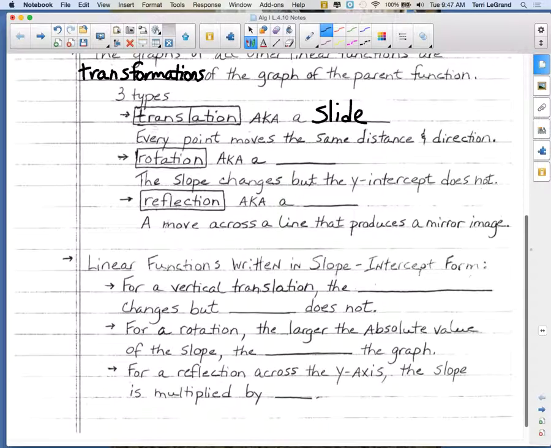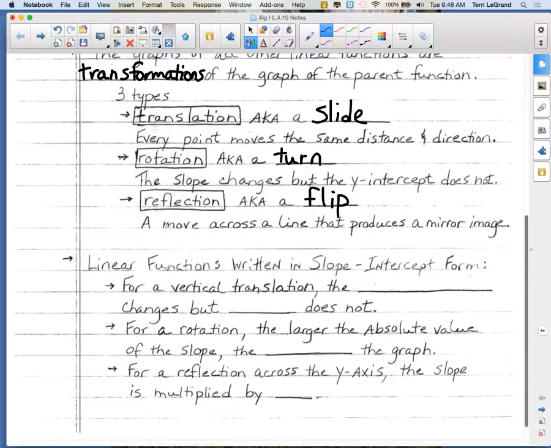Rotation. You got an AKA for that one, I think? A turn, yeah. Also known as a turn. So when something is rotated, it is turned. Well, note what it says there. That's important. The slope changes when we have a turn, when we have a rotation, but the y-intercept does not. So to turn it, the only thing that's happening is the slope is changing. Reflection, anybody know what the AKA for that one might be? A flip, yeah. Also known as a flip. When you reflect something, you flip it over. So a move across a line that produces a mirror image.